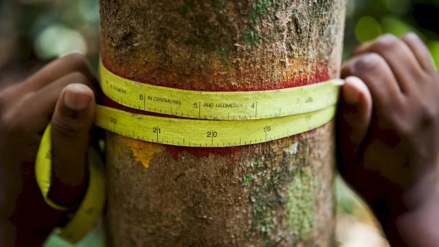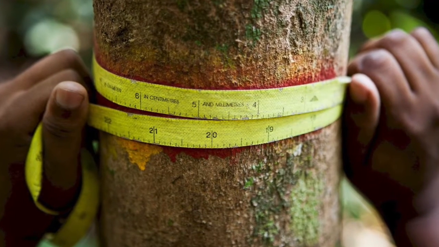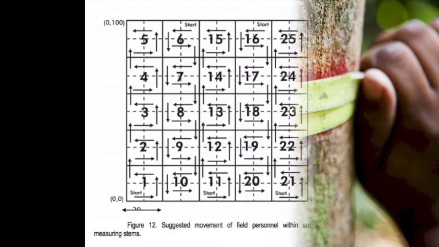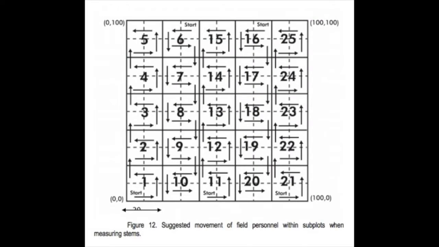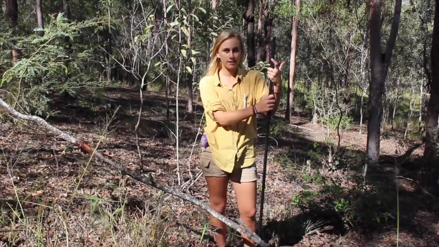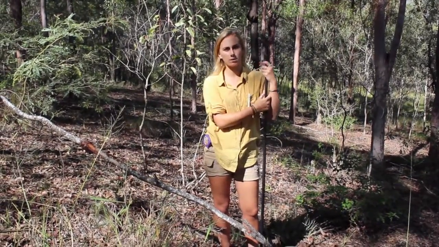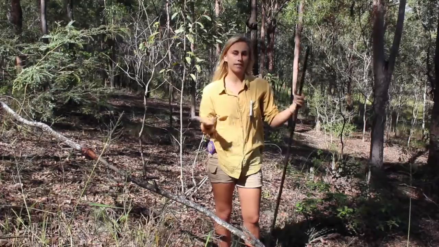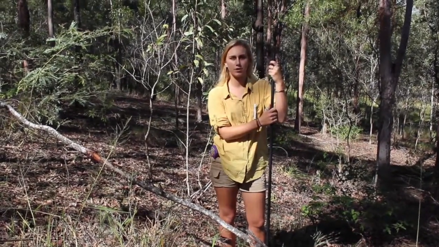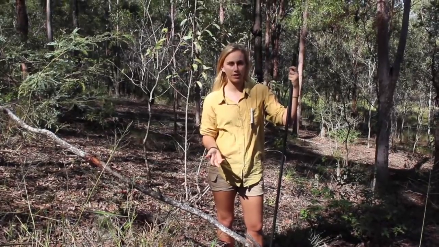All stems with a diameter greater than 10 centimetres need to be measured, painted, and tagged within a plot. On the slide, you can see how field personnel are recommended to move when measuring stems. The point of measurement on a stem is at 1.3 metres. However, sometimes problems arise, such as if the tree is uprooted or buttressed. The protocol gives detailed descriptions on what to do in such situations.